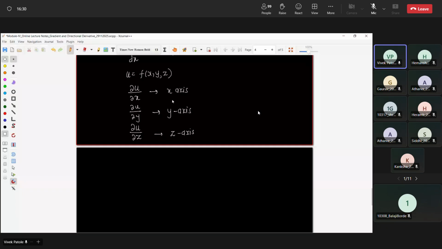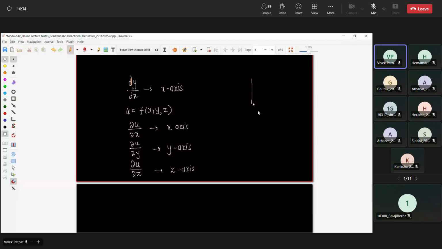But if I consider my three-dimensional coordinate system, for example, and if I consider any arbitrary vector, let's say u bar, and in the direction of this u bar, if I have to evaluate the derivative, suppose my u bar is equal to u1 i cap plus u2 j cap plus u3 k cap.